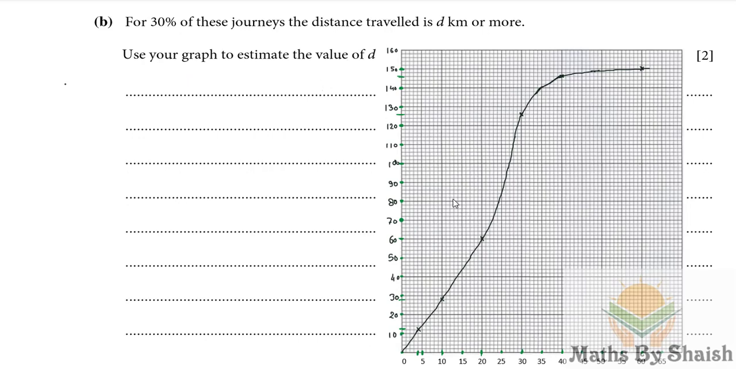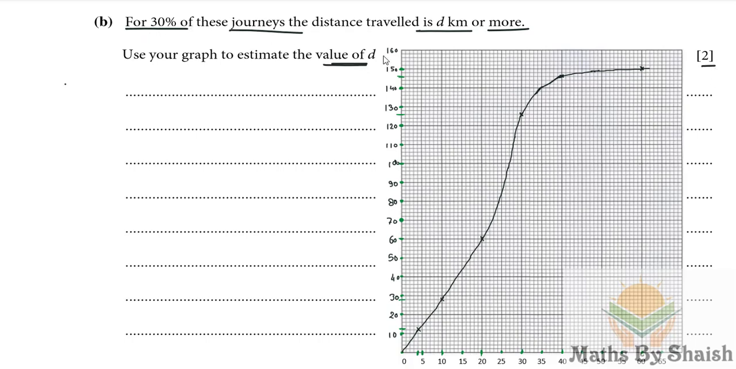And here's the B part. I copied the cumulative frequency graph here so that we can see the question properly. For 30% of these journeys, the distance traveled is d kilometer or more. Use the graph to estimate the value of d. This is a question of 2 marks.